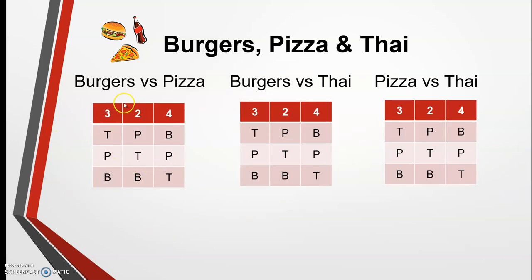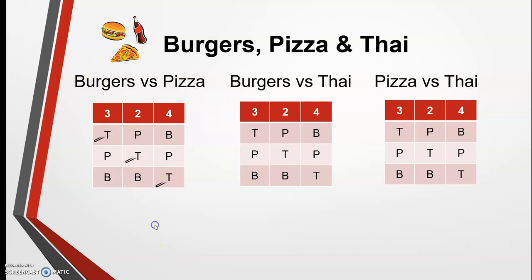So let's look at each of the candidates being compared head to head. In other words, burgers is going to be compared to just pizza, so we're eliminating tie for this comparison. Then we're going to have a comparison between burgers and tie, where we're eliminating pizza, and then pizza versus tie. So we're taking all 3 candidates and comparing them with each of the other candidates.